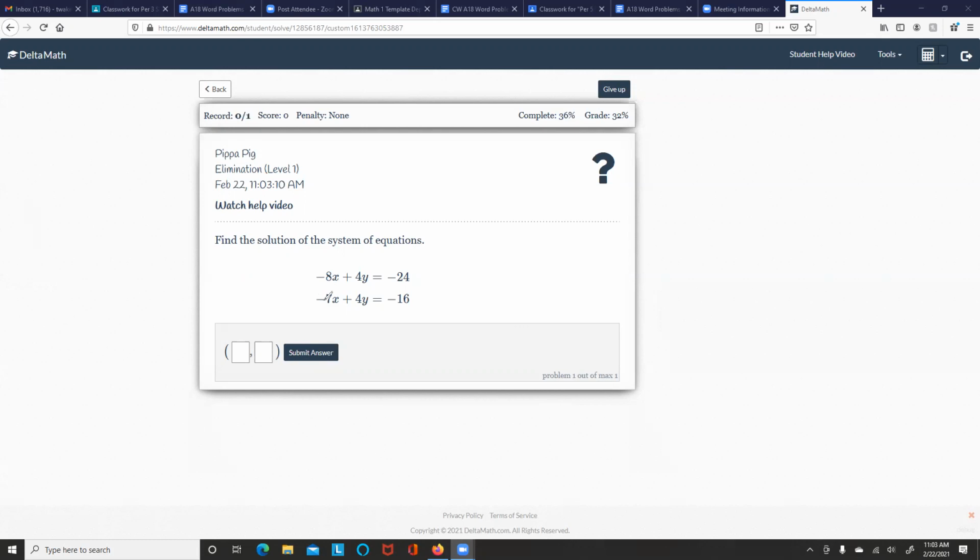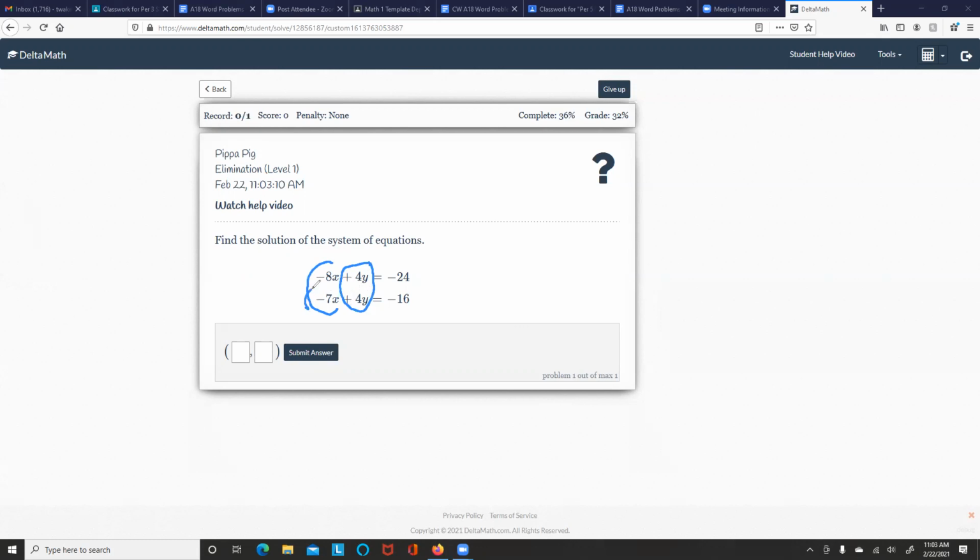Well, you see how the X's are here, you guys? Are they the same? 8 and 7? No. So we don't want to get rid of those ones. What about the Y's? Are they the same? Yes, so we want to get rid of the y's, but one of them has to be negative. They can't both be positive.